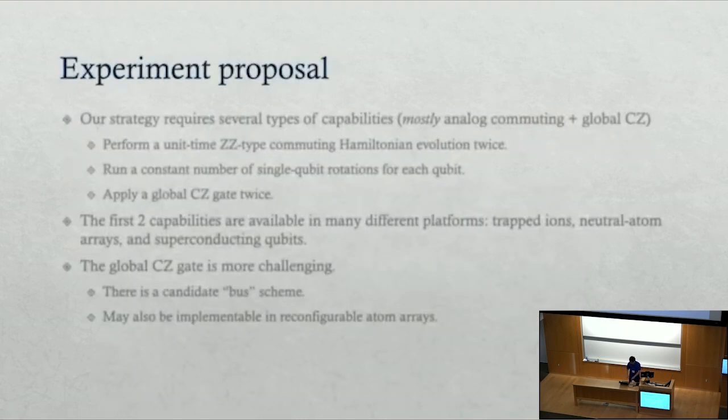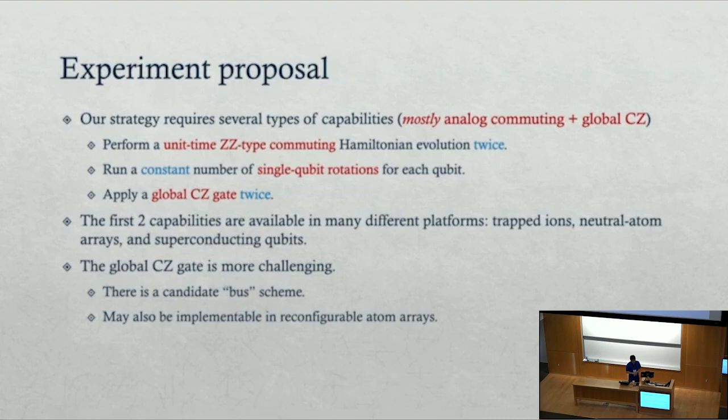Now, I will also briefly talk about the experimental proposal, because we have known that in order for the prover to succeed, he needs to be able to do 3 kinds of quantum operations: unit time ZZ plus Z type commuting Hamiltonian evolution, single qubit rotations, and finally a global CZ gate. So it's quite obvious that the first 2 are already available in many existing quantum platforms, but the last one seems to be more challenging. But in this work, we propose several schemes to implement that.